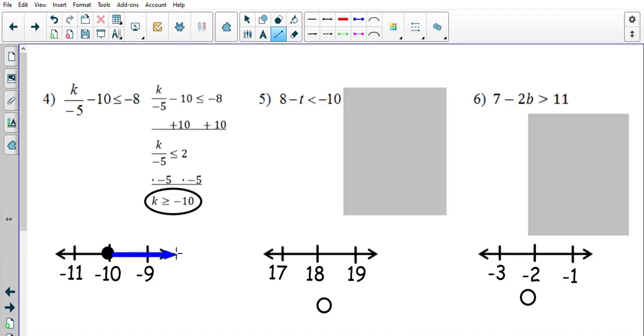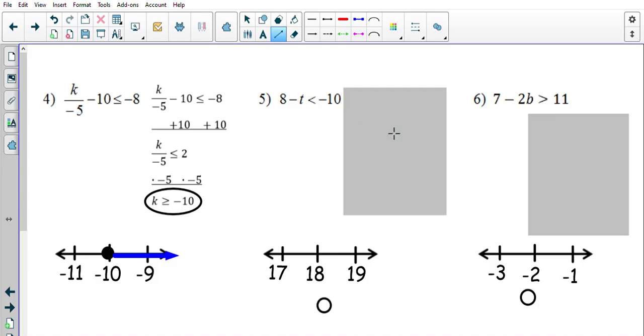There we go. Good. Again, we want to make sure our final solution is what we use to graph our solution. It's all numbers greater than or equal to negative 10. A way to check your solution is to choose a number greater than or equal to negative 10, like 0 is a great one to use. Plug 0 in for k. 0 divided by negative 5 is 0. 0 minus 10 is negative 10, and negative 10 is less than or equal to negative 8.